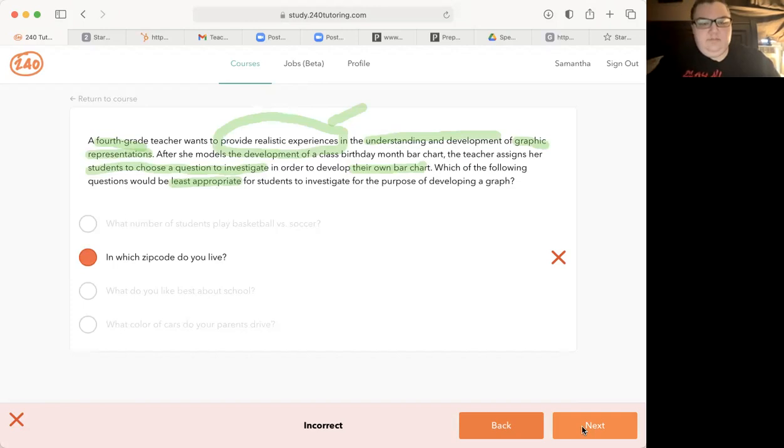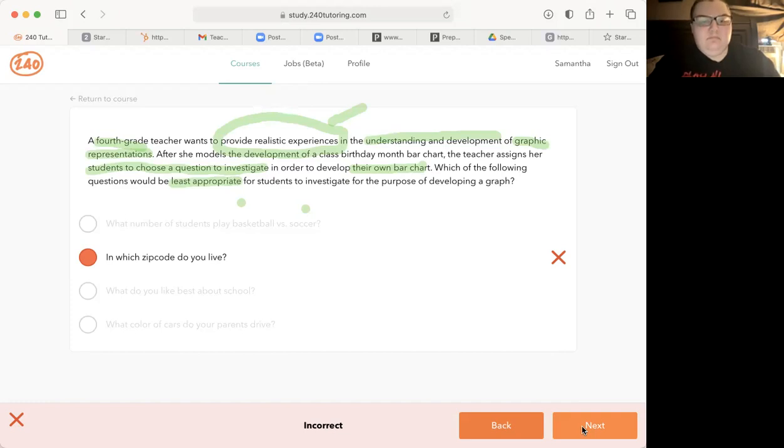So what number of students play basketball versus soccer? Basketball versus soccer, that's only 2 bars. That would make a perfect bar graph, right? Super easy for them. That one is not the right answer. I could bet myself $5. That's something that you want to be able to say to yourself when you eliminate an answer choice. Actually, before you eliminate an answer choice, you should be able to say to yourself, this is wrong because of this. That's why that's wrong, because that makes it easy.